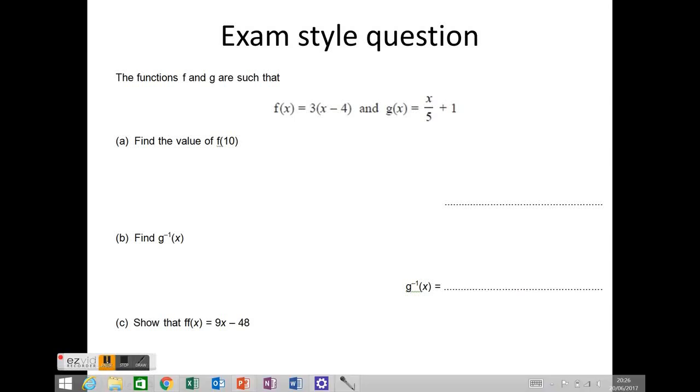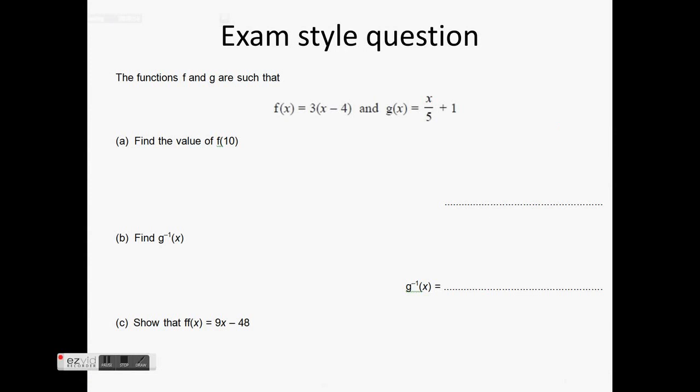Hi kiddos, so I wanted us to just have a quick look at the exam style question we started together, the one on functions. So hopefully you've got your handout in front of you.